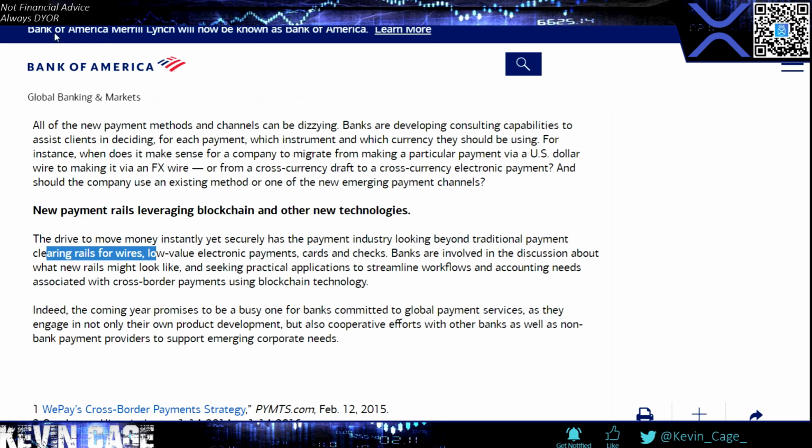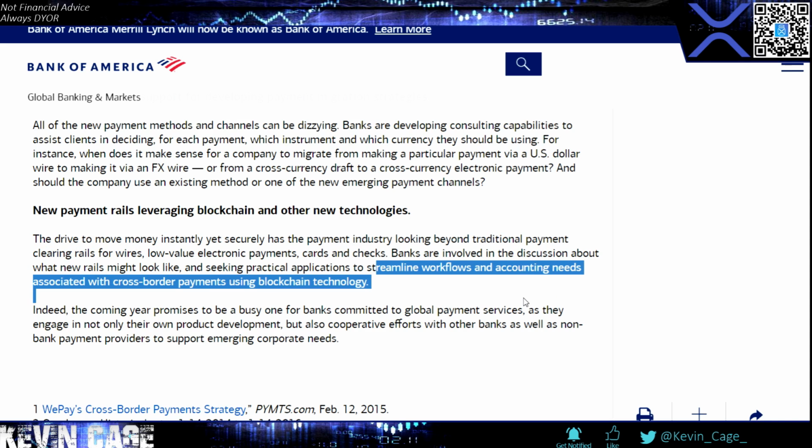And of course, I wanted to show this article after prefacing with the previous presentation just to show you the original archaic payment rails. All right. Cards and checks. Now, banks are involved in the discussion about what new rails might look like and seeking practical applications to streamline workflows and accounting needs associated with cross-border payments using blockchain tech. And keep in mind, this is simply just ledger technology, guys. So it's not all about just sending money. It's about streamlining the workflows, increasing operational efficiency to increase the savings, and then, of course, release that dormant capital that's tied up around the world.